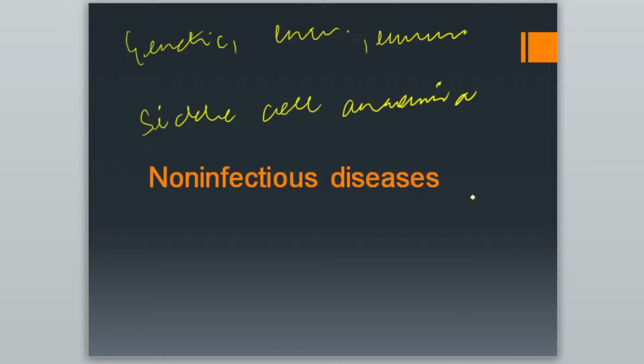It is caused by genetic mutation. Can you name the gene which is mutated? Let me know in the comment section.